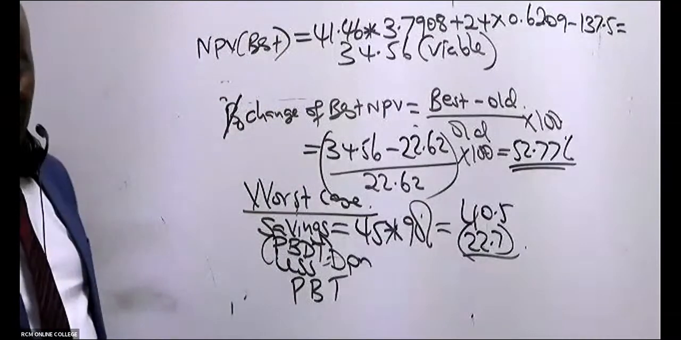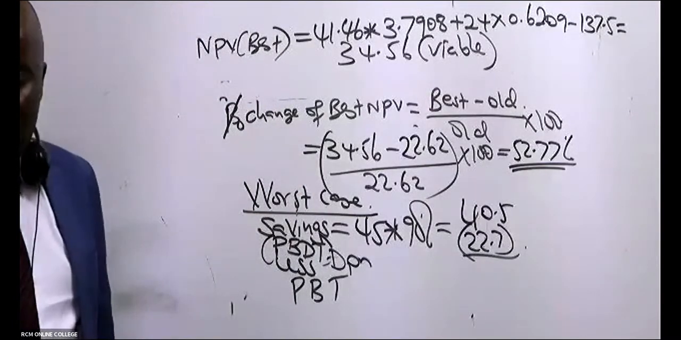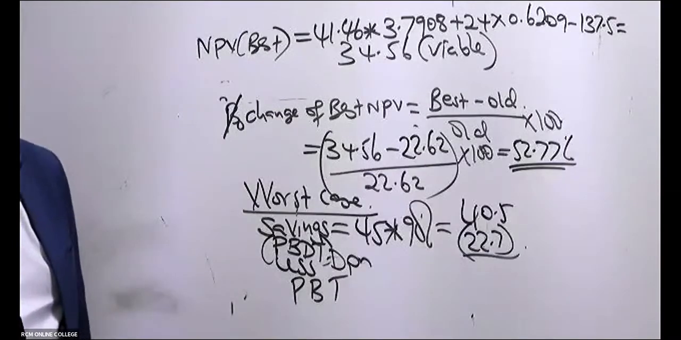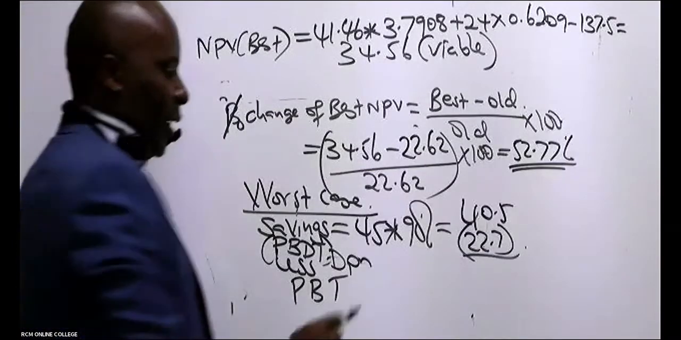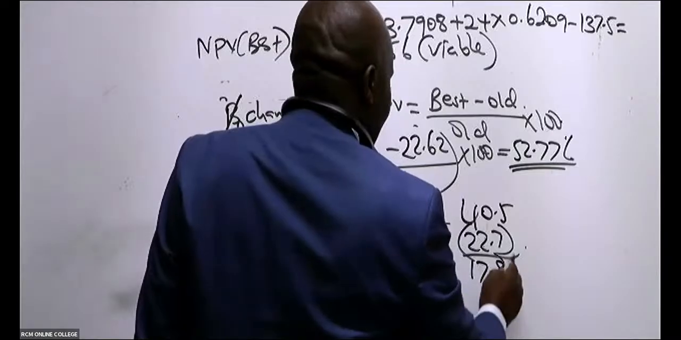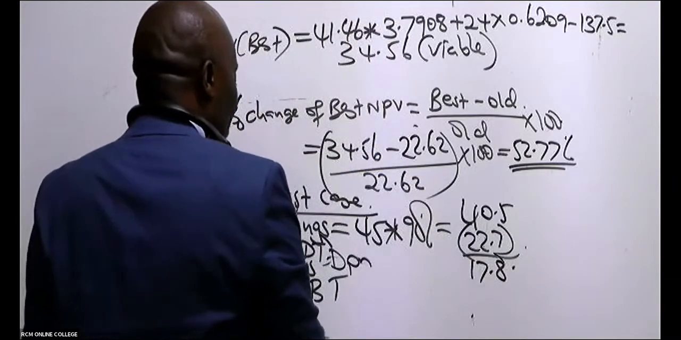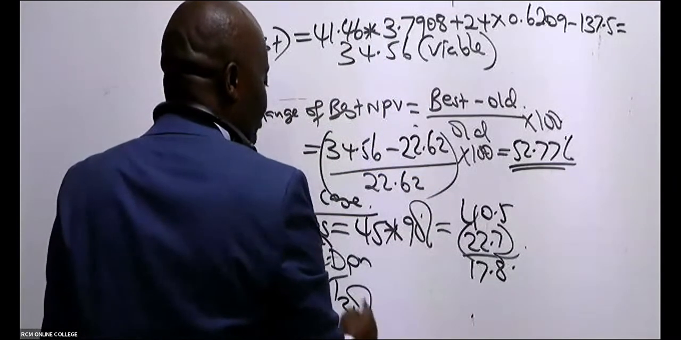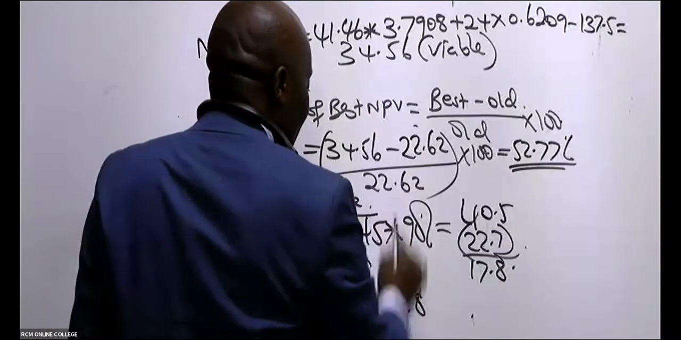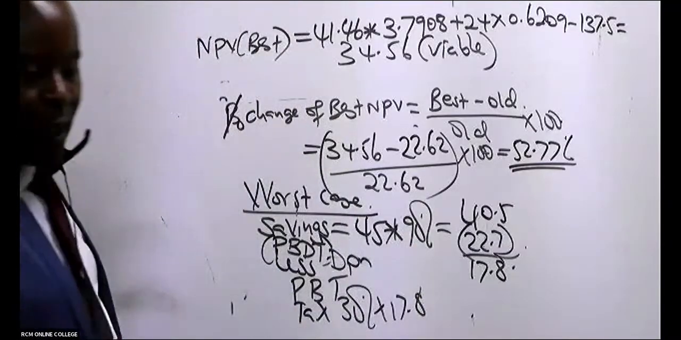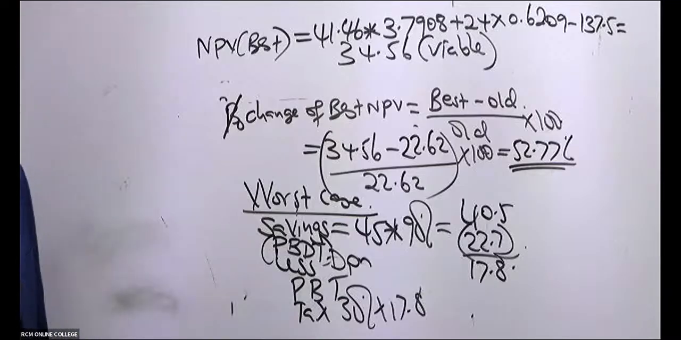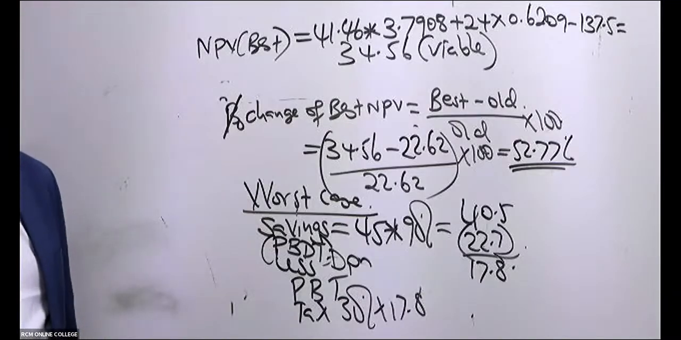You'll be able to give us profit before tax. So profit before tax, according to this gentleman, they're getting 17.8. Once I get this, I will be able to tax this right away. So tax at 17.8 by 30 will give us what amount? So 17.8 times 30.